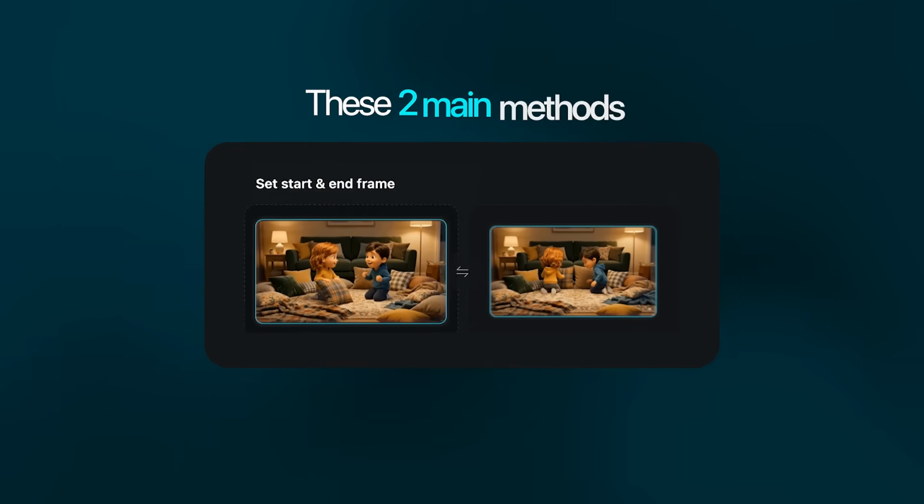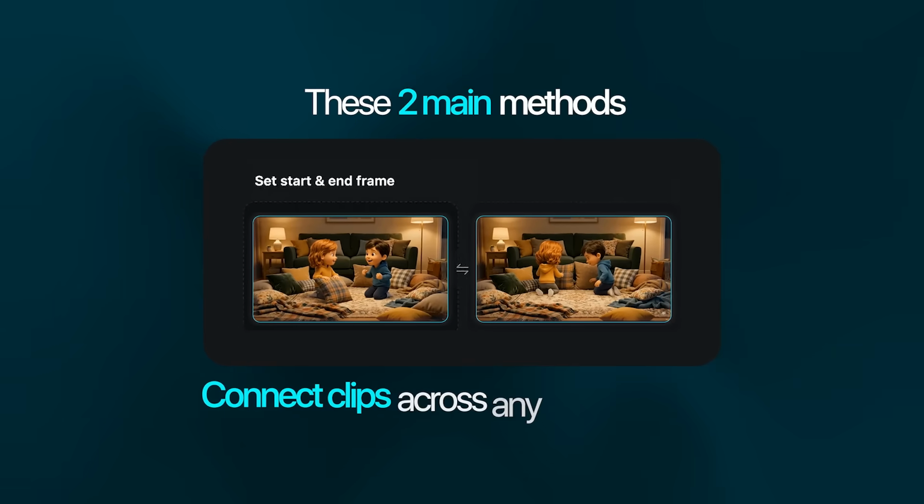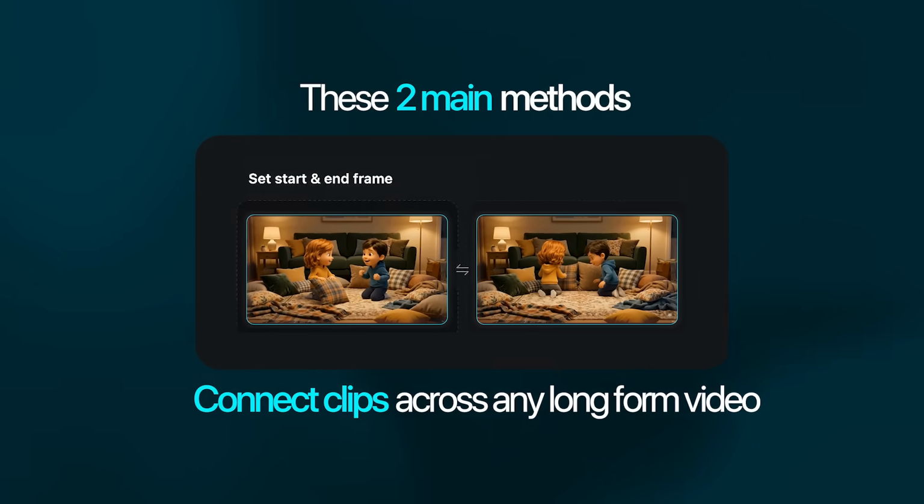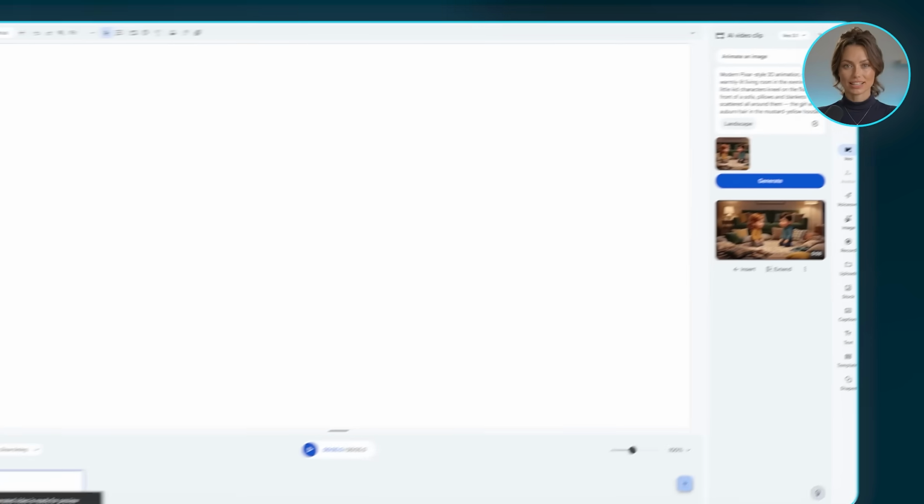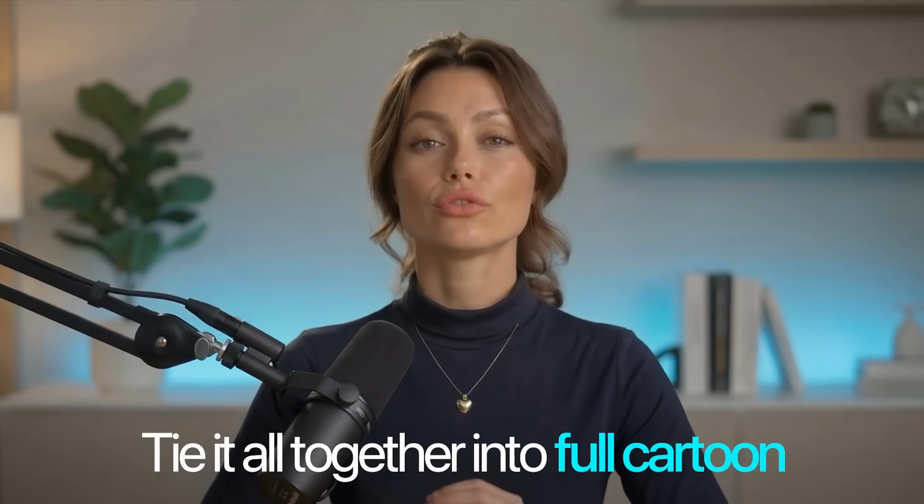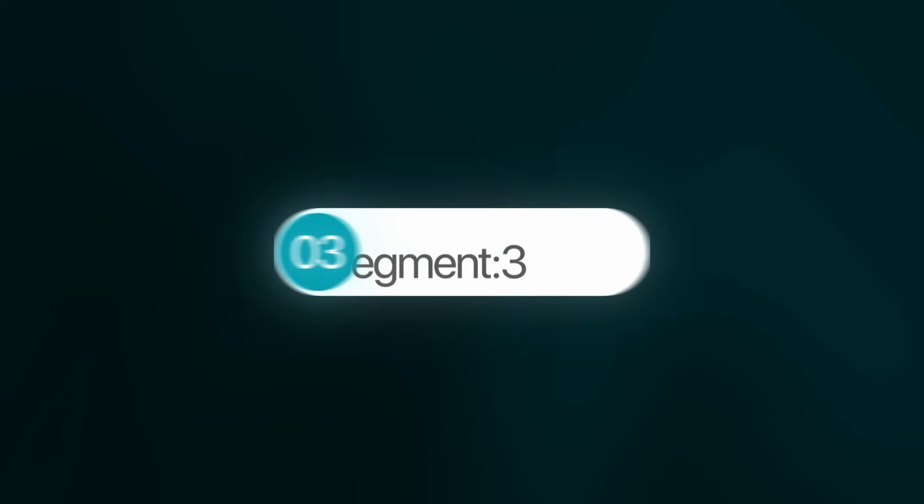And those are the two main methods that you can use to connect your clips across any long-form animation or video. So we'll just repeat this exact same process for the rest of our scenes. And once all of our clips are generated, the hardest part of the entire workflow is already done. But we still need to tie it all together into a full cartoon. So the final step is to put everything together inside a video editor. And this is where Google Vids really starts to separate itself from other AI video generators.